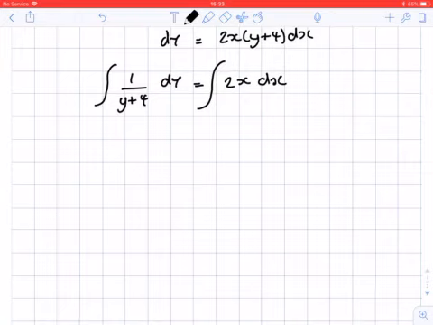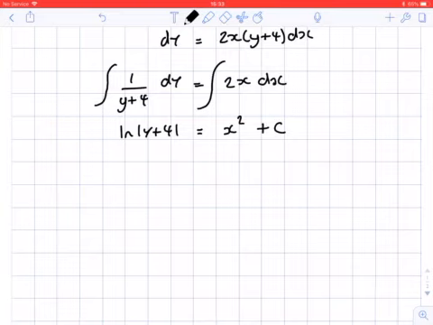Now, in part 1, we looked at some standard integrals. And standard integral 1 over y plus 4 will integrate to the natural log of y plus 4. And 2x would integrate to x squared. And I'm going to put one constant of integration on the right-hand side. Now, obviously, there should be a constant on both sides. But what I'm going to do is gather those all up and put them on one side because a constant plus a constant is just a constant.